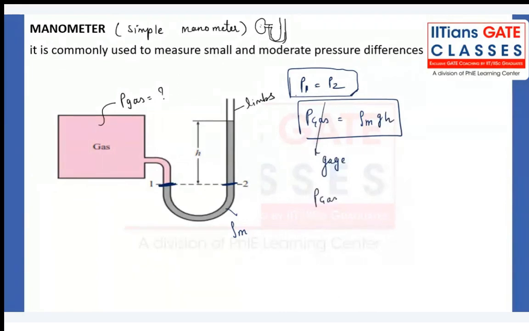If I want to measure the absolute pressure, directly I need to use rho m g h plus P atm. On the right side, I need to add the P atm to get the P absolute value. Make a note of it.